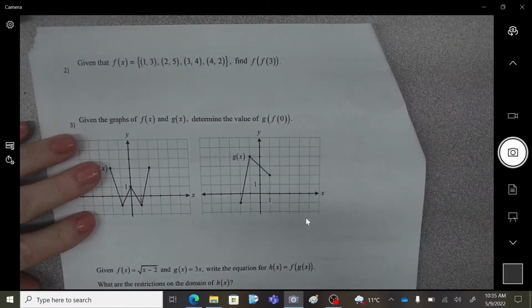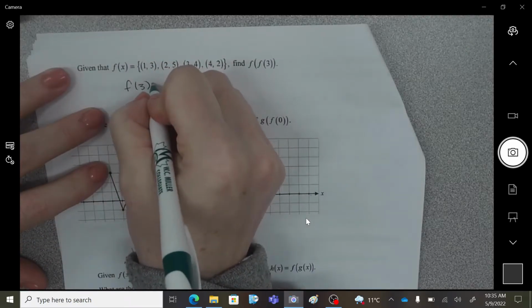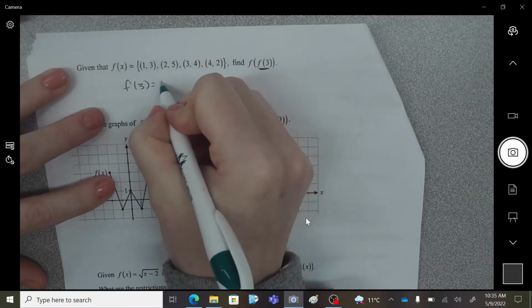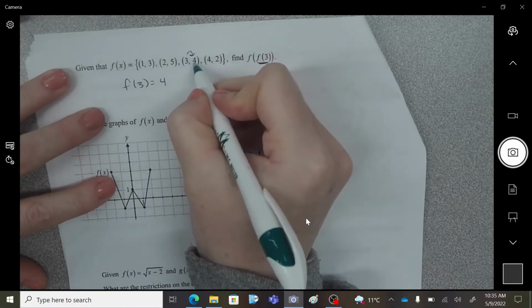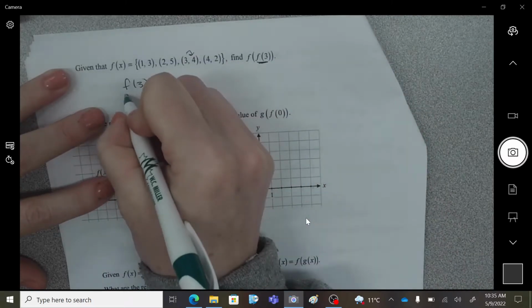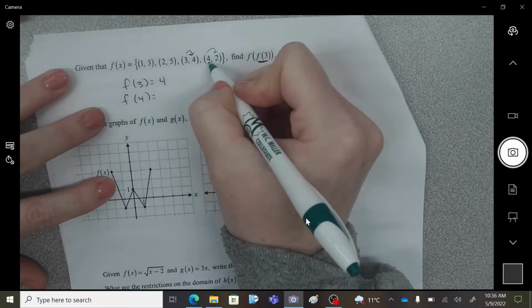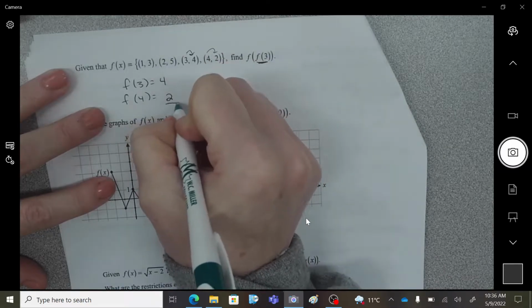Given these points, find the f of 3. Doing that first, the f of 3 is 4. Now what's the f of 4? At 4, the result is 2.